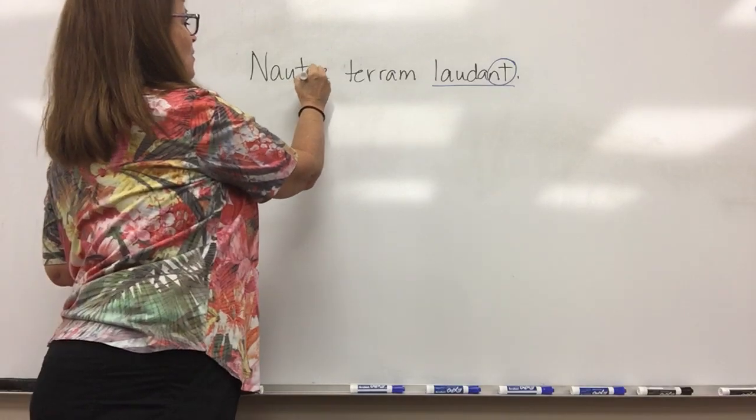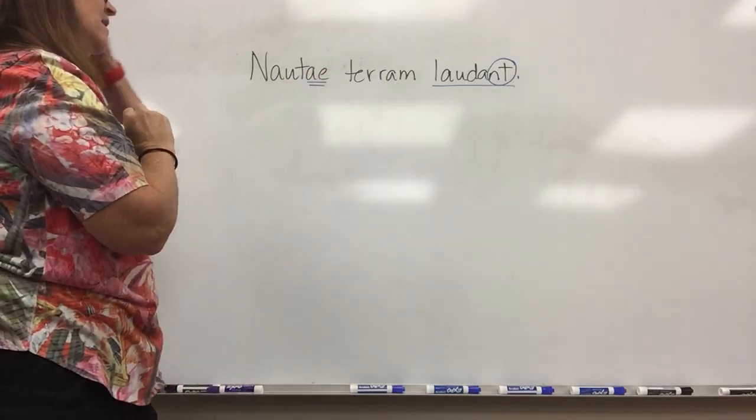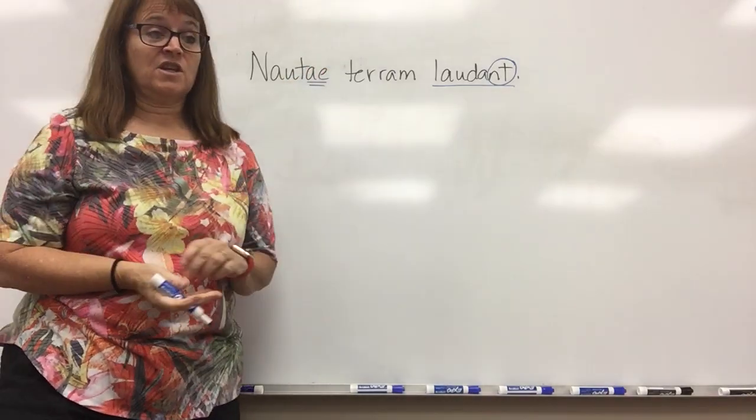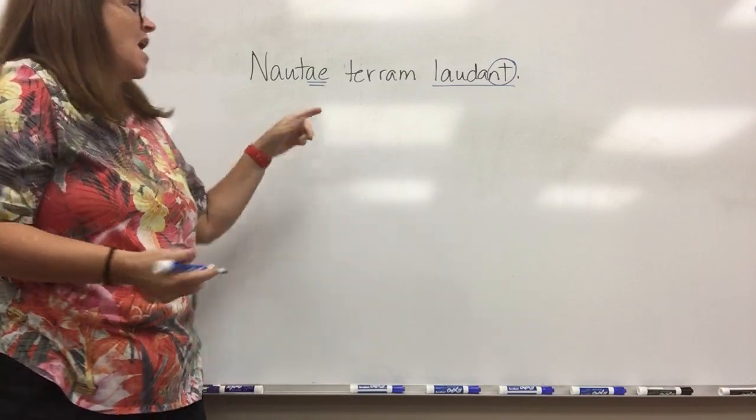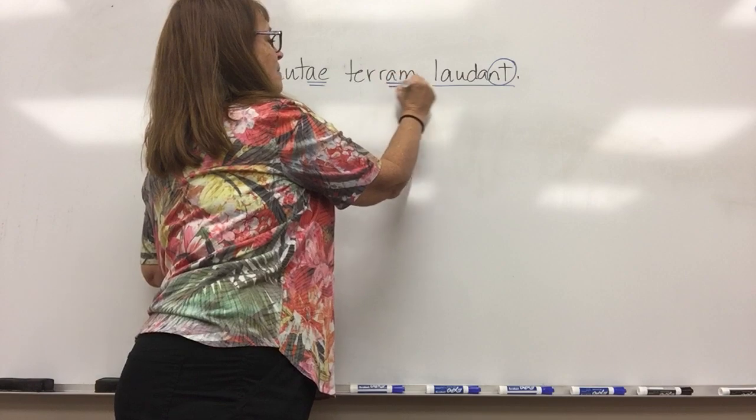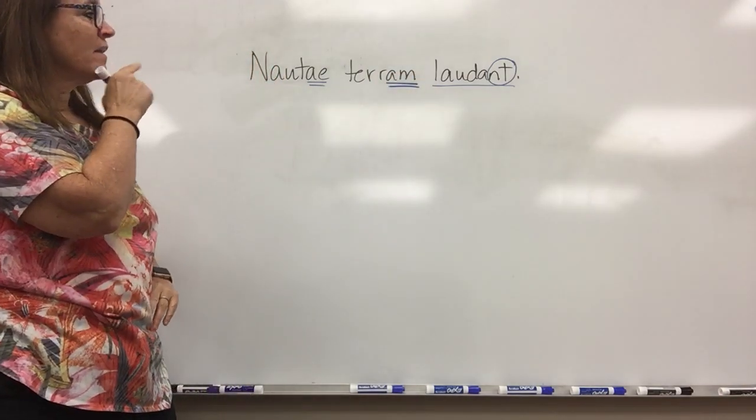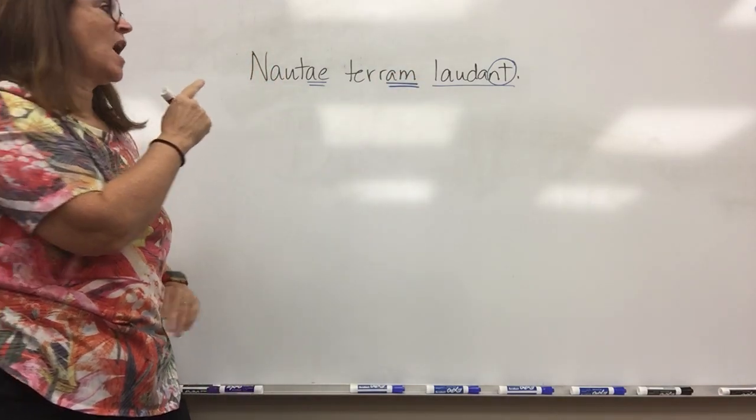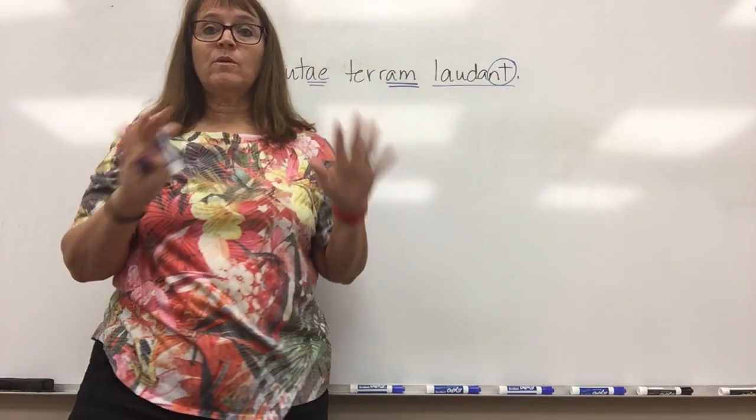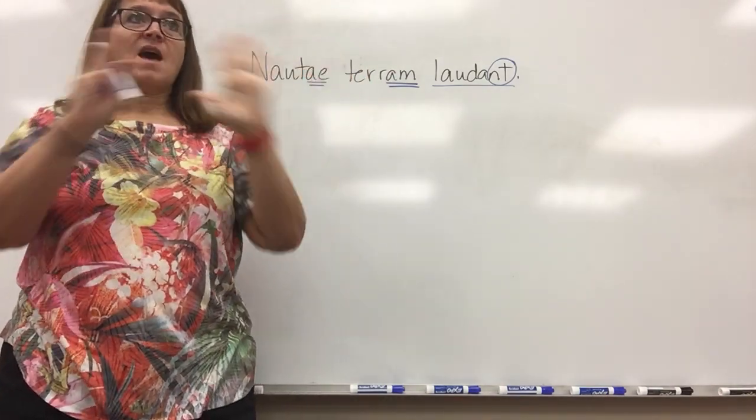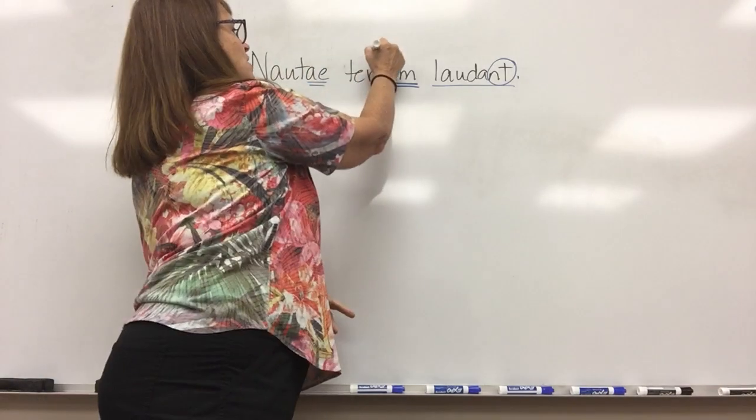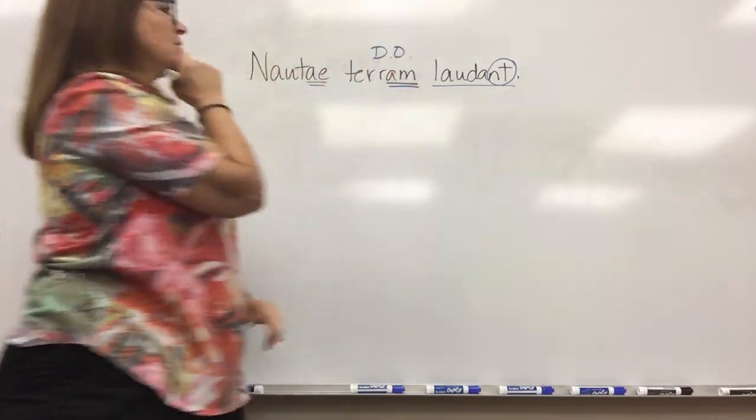I see this one has an AE ending. Well, we know from our first declension endings that can be singular or plural, right? And then I have this one, which is definitely singular. And we know right away that is my accusative case. I know that's my direct object.